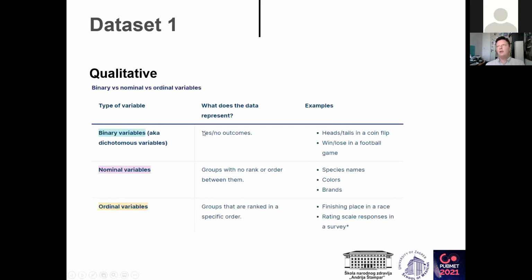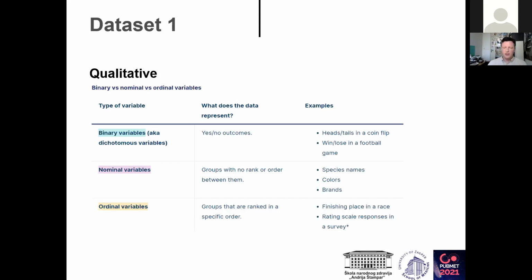So binary: yes, no, female, male, dead, alive, and so on. Binary variables have only two possible values, and there cannot be a third one. Nominal, like colors, now you get additional information. So you don't get information which is binary. For example, a car is either black or not black.